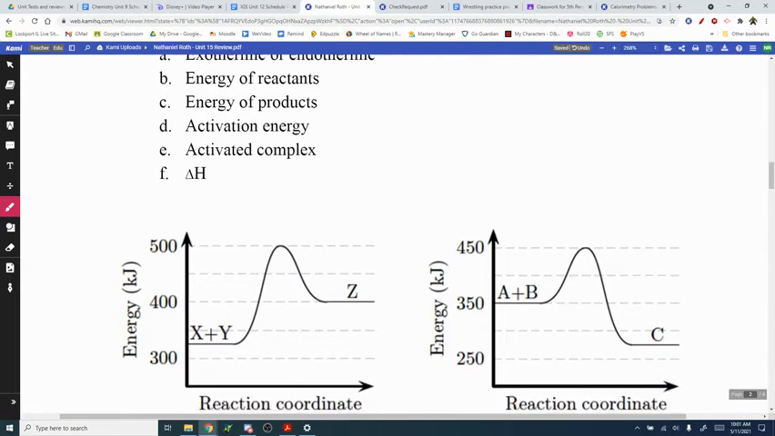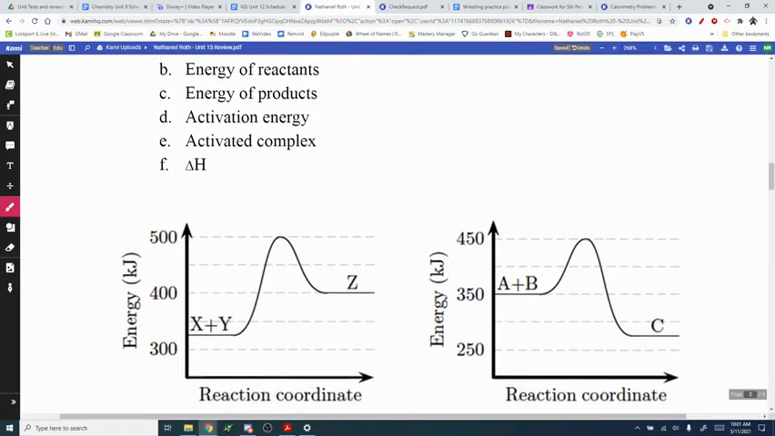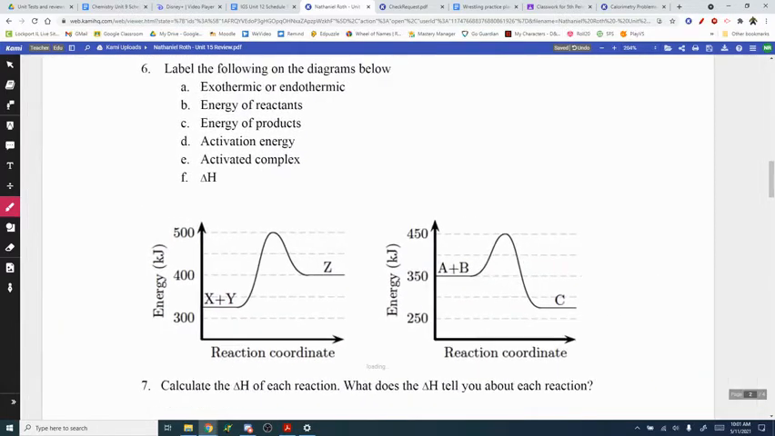Next, we have some labeling to do. We'll do that so we can see all of it. There we go. All right, so this first one here, this is an endothermic reaction. So endo. And the reason we know that is because we have our reactants here and our products here. The products have more energy than the reactants. So that is an endothermic reaction. Okay, so that means this one is exothermic because products have less energy than the reactants.